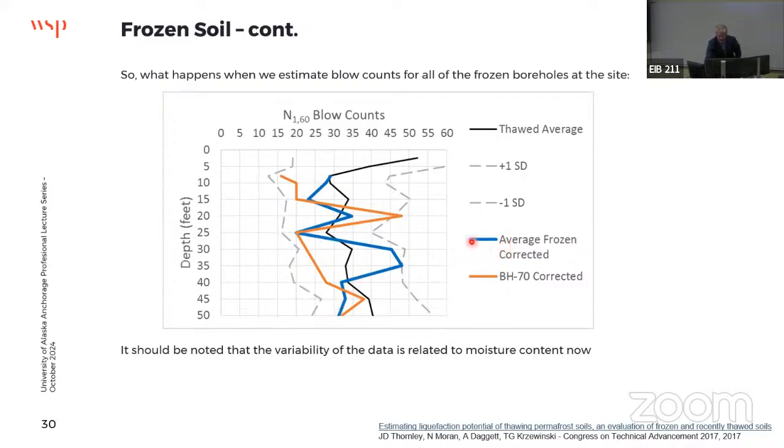Let's see, so then when I do that with all of the information I've got for all of my sites, I can plot this up again. And I call this my average frozen corrected, and basically I have these zones of potentially liquefiable soil or lower blow count material, and sometimes it gets a little denser, and sometimes it's looser.